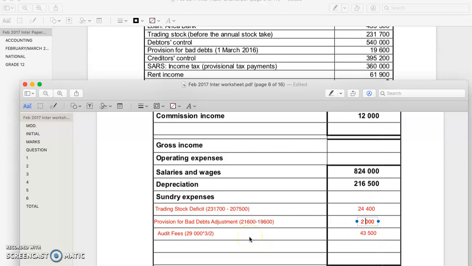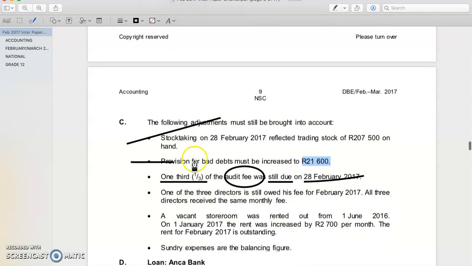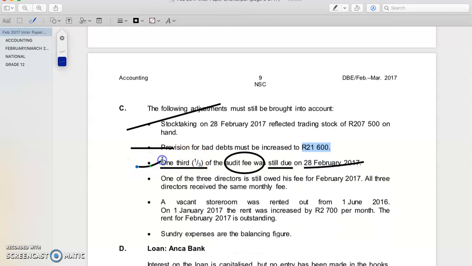So I hope you're still okay. Remember, please ask me questions. I will be happy to help. And what this means is that actually we had an amount of 14,500 outstanding, and you could have added it here, but this is the calculation I use. And if you're still okay, we're going to move on to director's fees.